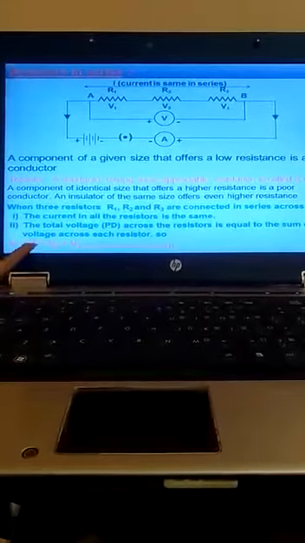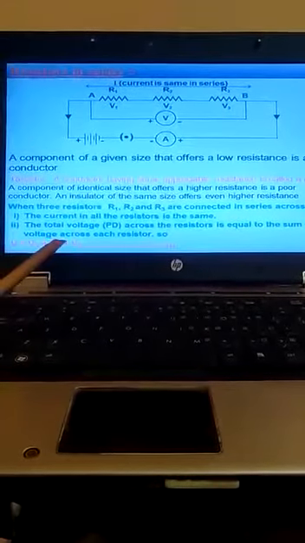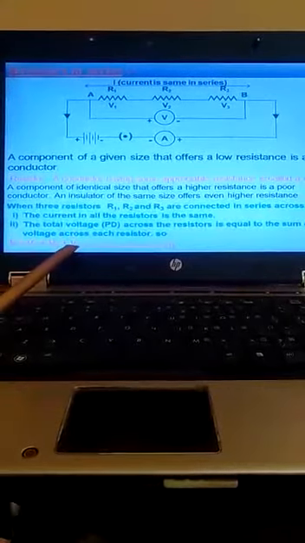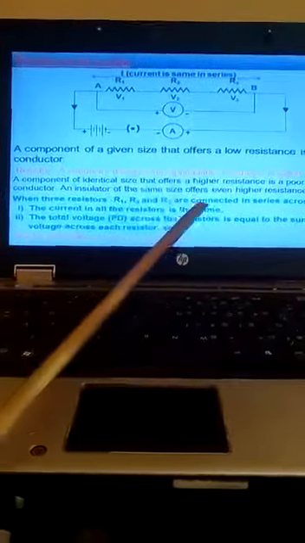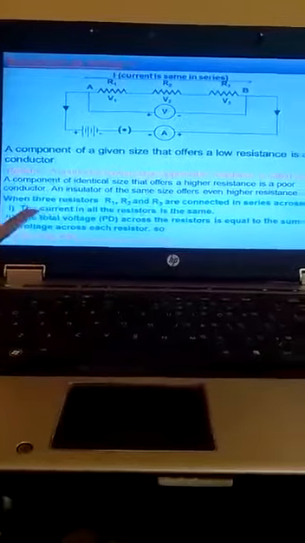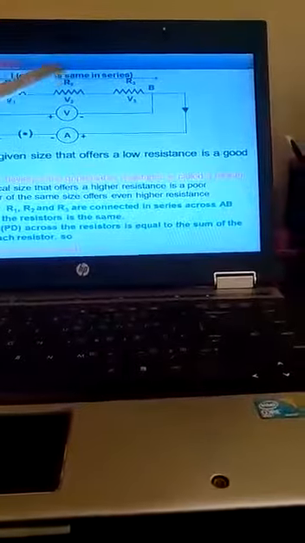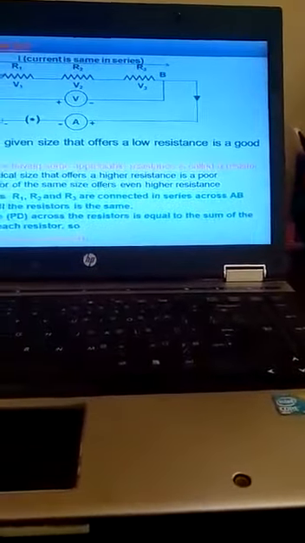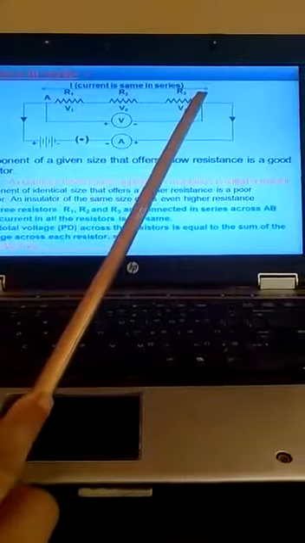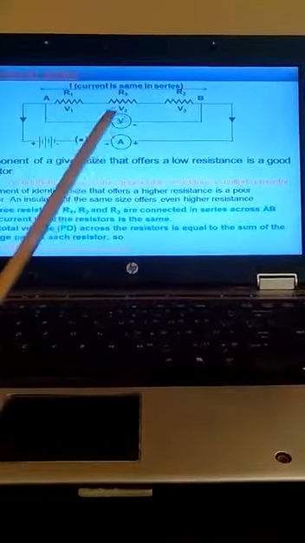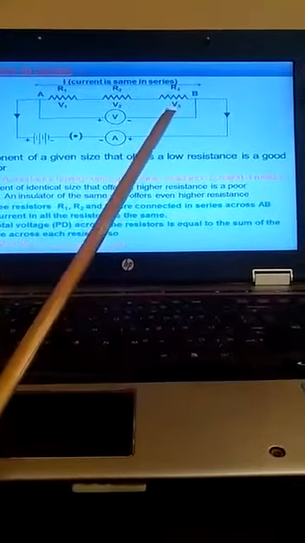V is equal to V1 plus V2 plus V3. Remember these two points again. Current remains the same; the total potential is V1 plus V2 plus V3. Here see the arrow representing the current, the values representing the voltage.